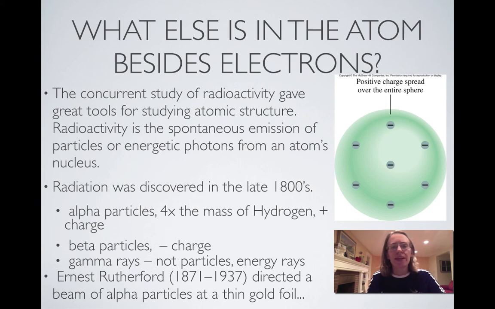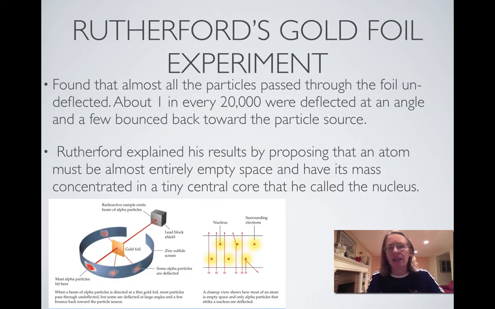And if that gold foil were made of atoms that had a solid positive charge distributed throughout the atom with very little empty space, probably a lot of those alpha particles would have just bounced off. But it turned out that most of those particles went right through the foil undeflected. And about 1 in every 20,000 were deflected, and a few bounced back like a tennis ball against a brick wall. So Rutherford built a model based on these results, and he proposed that the atom is mostly empty space, and it has a tiny central core called the nucleus.